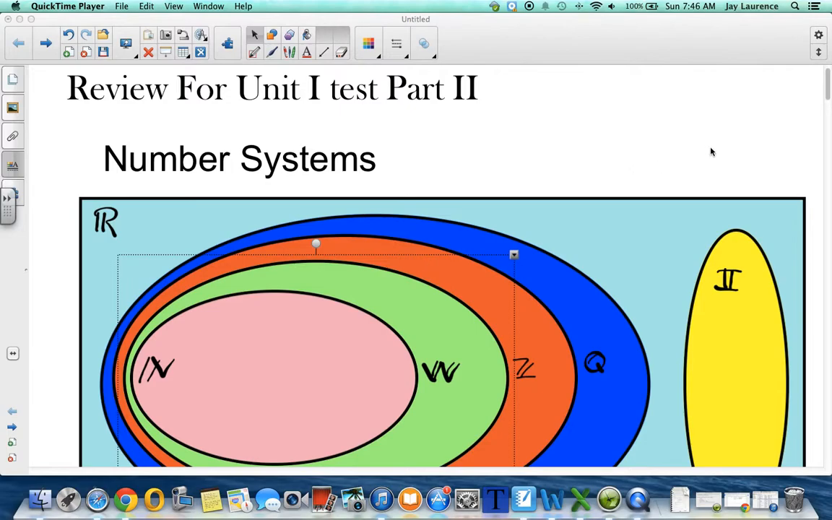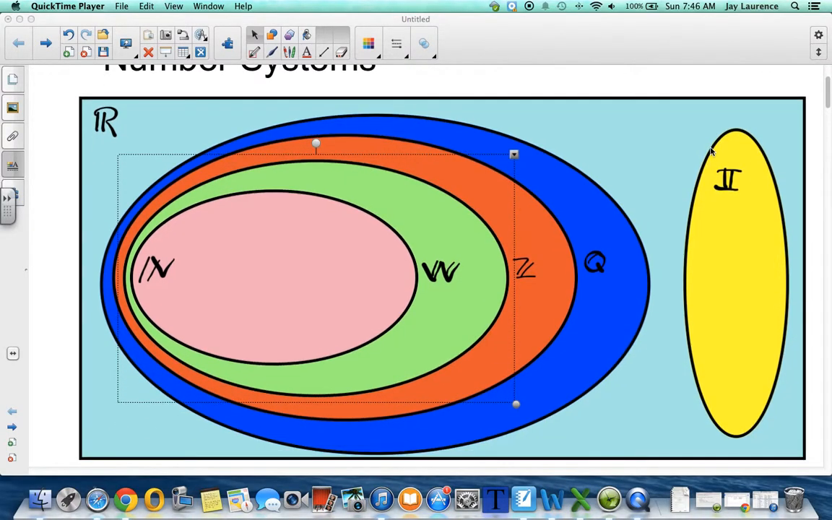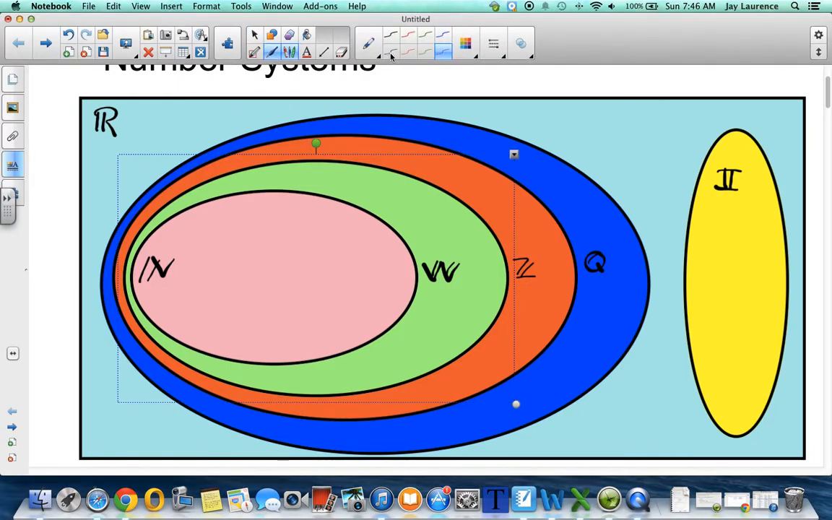All right, so today we're going to have our second part of our review video. This will be over number systems, and I've drawn a little Venn diagram here and tried to color code it for you to help make it a little bit easier. The Venn diagram starts in the middle here with this N, with the natural numbers, right? The N is for the natural. Remember, natural numbers go 1, 2, 3, and they go on forever. They have no fractions, no decimals in them.